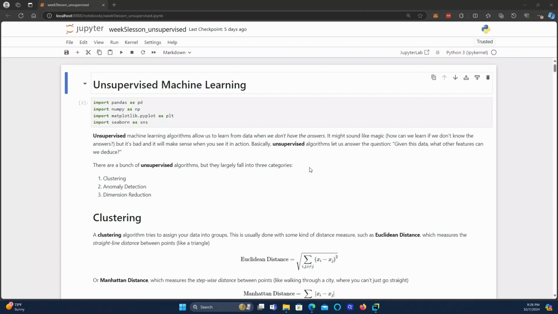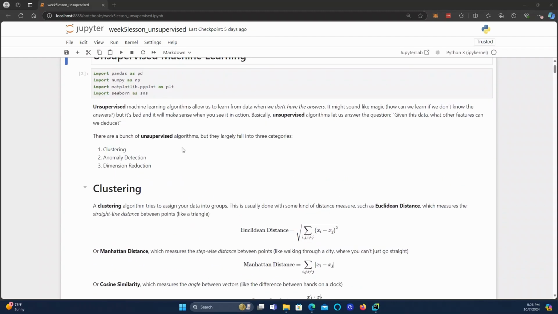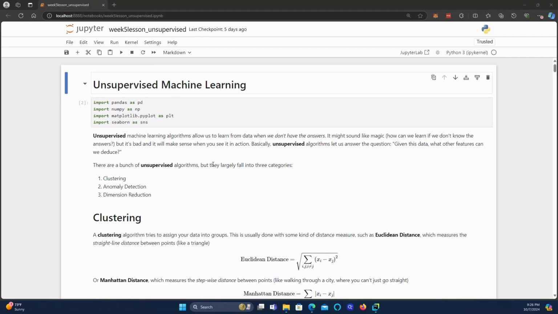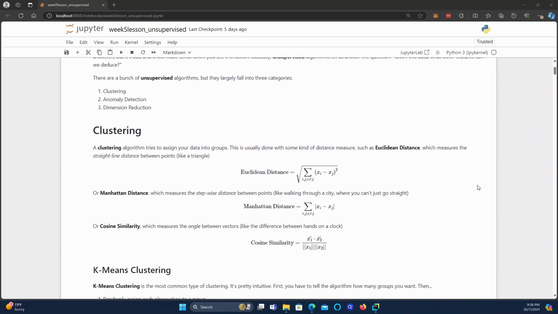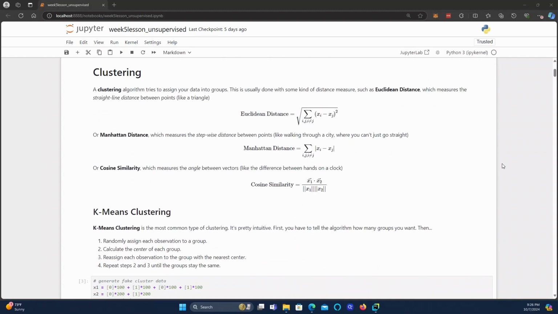Basically, unsupervised algorithms let us answer the question, given this data, what other features can we deduce? There are a bunch of unsupervised algorithms, but they largely fall into 3 categories: clustering, anomaly detection, and dimension reduction. First, clustering, probably the most common form of unsupervised learning. A clustering algorithm tries to assign your data into groups or clusters.